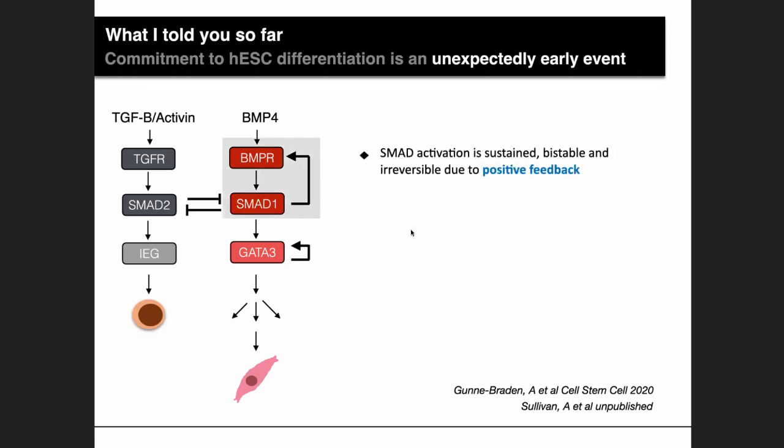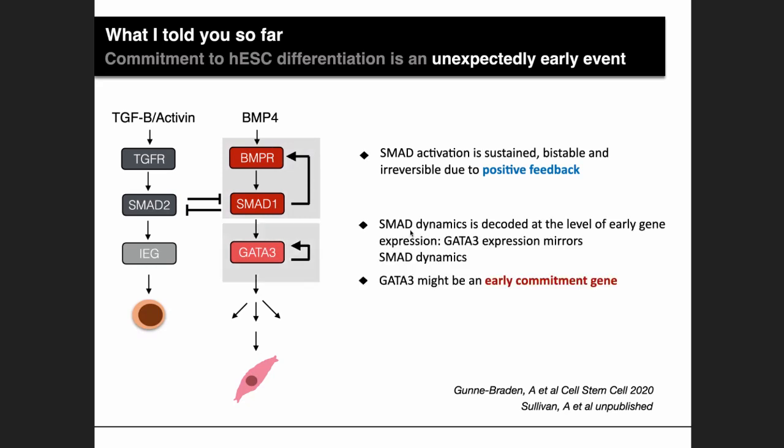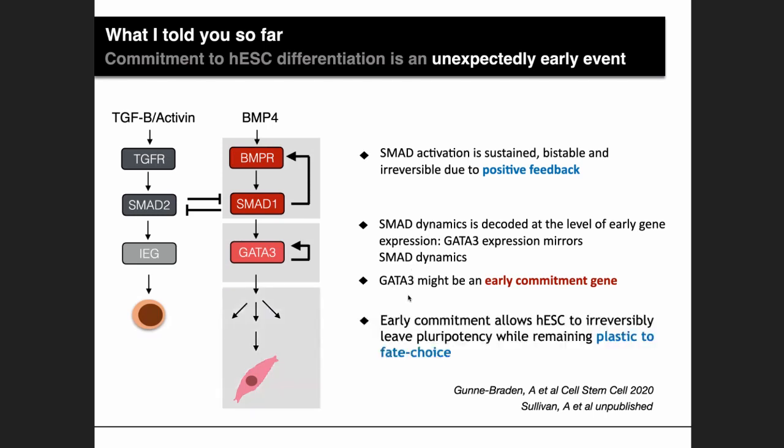We see that positive feedback in the networks that transduce these signals is really important to maintain a memory of these same signals. And we see that early genes, specifically a cluster of genes, really mirror the dynamics of that upstream signaling network. And we think that GATA3 might be an early commitment gene. Lastly, I showed you that while cells irreversibly leave pluripotency, they remain plastic to fate choice. And we are at the moment very interested in understanding what controls this plastic period.